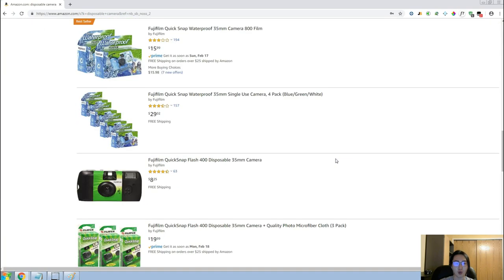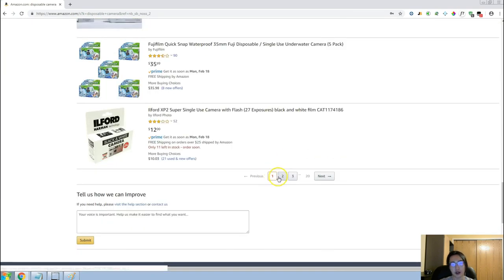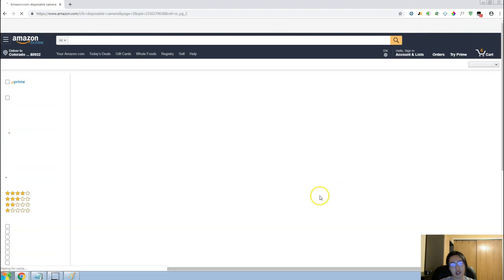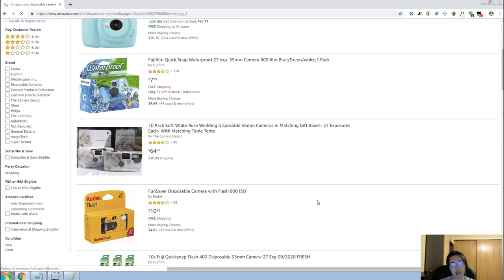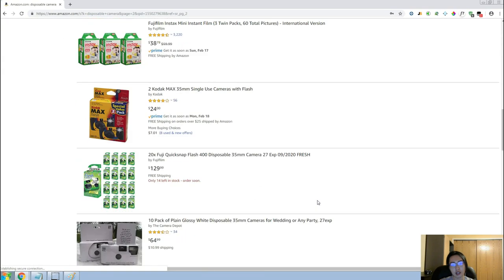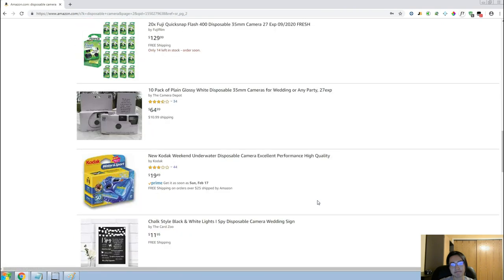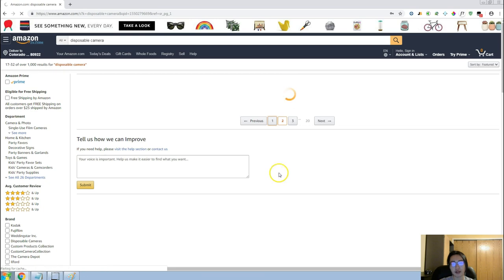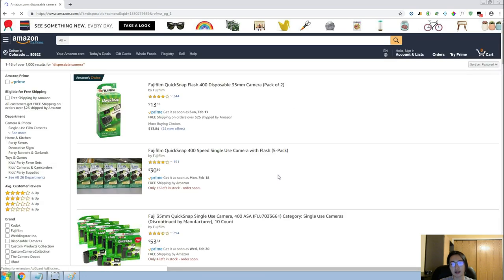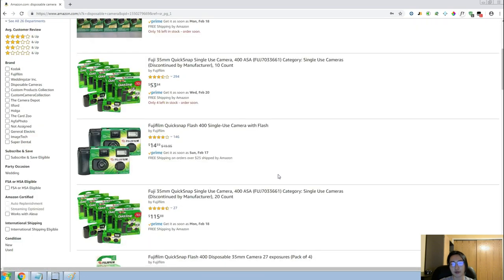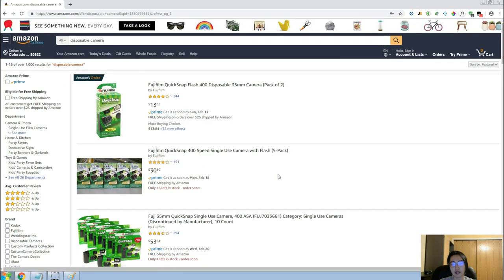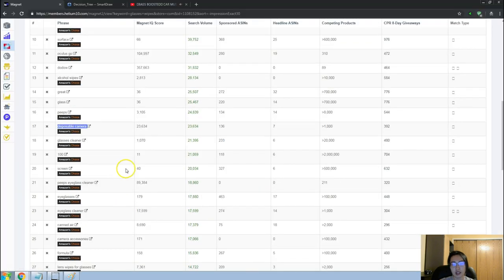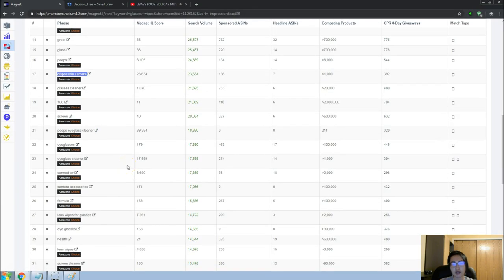Fujifilm's got this on point, boys and girls. It also probably means it's restricted. Disposable cameras, if like Fujifilm, they just have this on lockdown. Moving on.